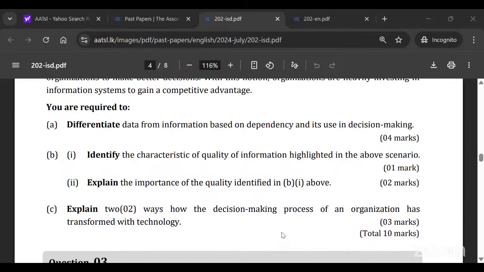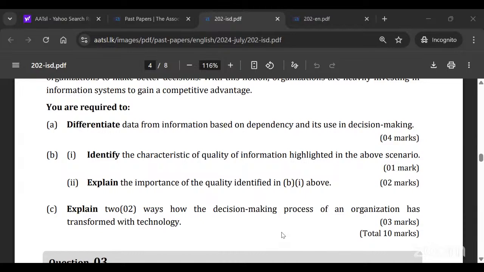Technology has enabled organizations to collect and analyze vast amounts of data through tools such as big data analytics and business intelligence platforms. These technologies allow organizations to make decisions based on real-time data, trends, and predictive models. For example, businesses can now use consumer behavior data to tailor marketing strategies, improving decision-making accuracy.